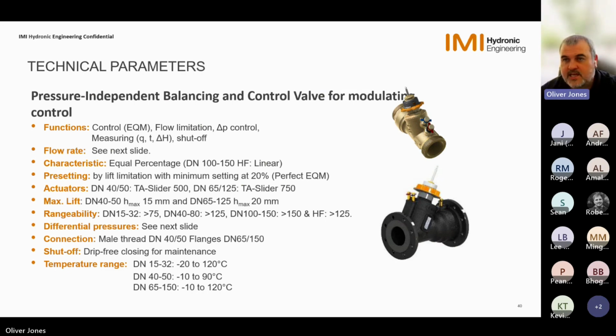Functionality, we're exactly the same as the smaller iterations. We still control with an EQM characteristic. We do flow limitation, DP control, we can measure flow, we can measure temperature, and we can measure our available pressure with all valves. We also have the shut-off function with both valves. These are slightly different because obviously with the 40 mil and the 150, or up to 150 as we can see, we can actually physically close the valve down to 0, which isolates the valve.